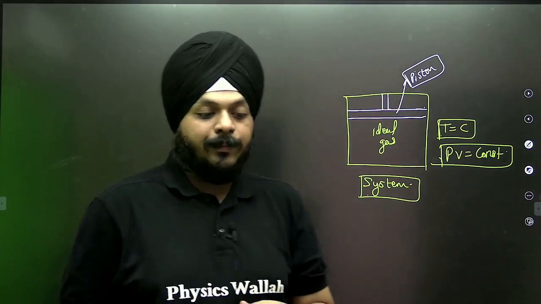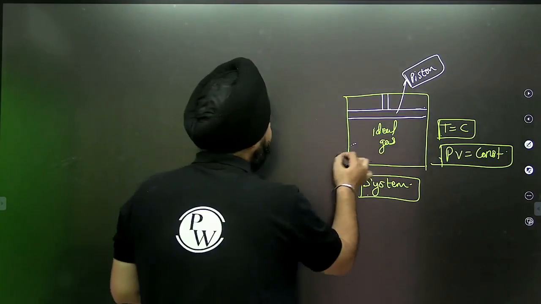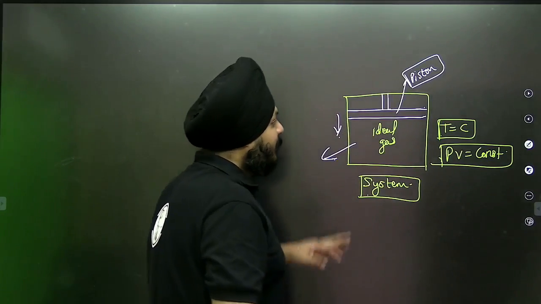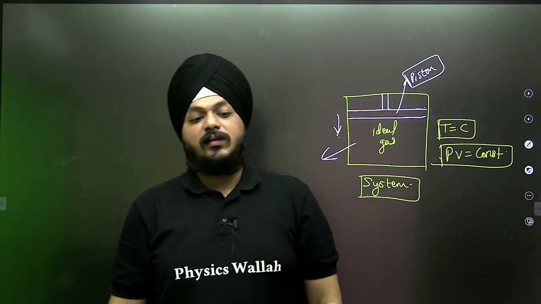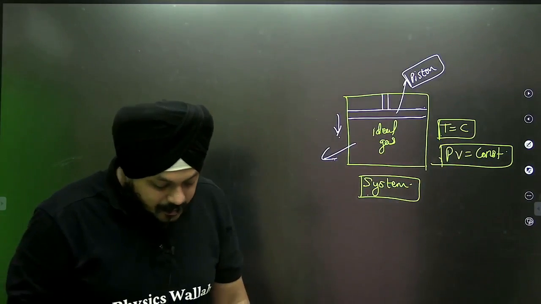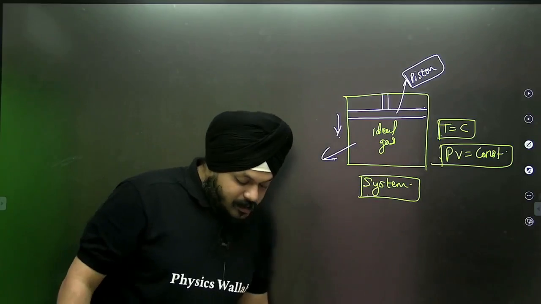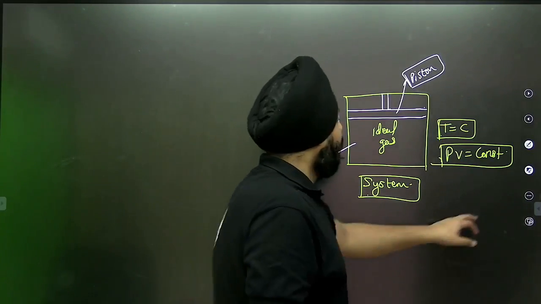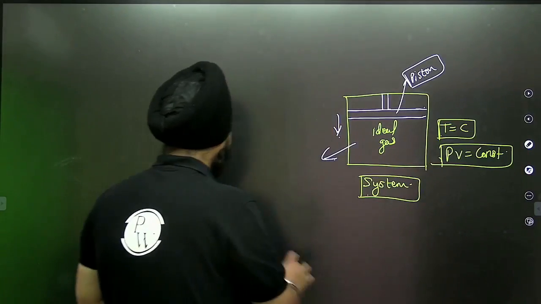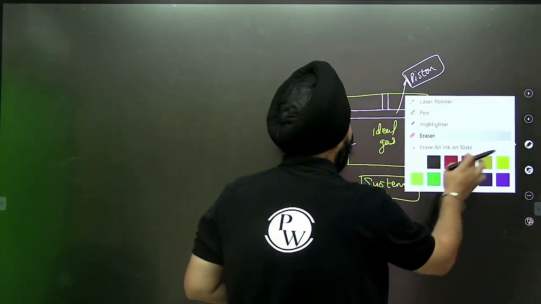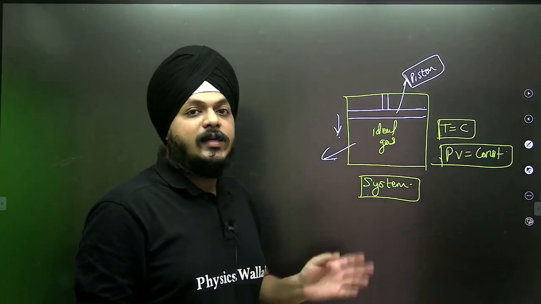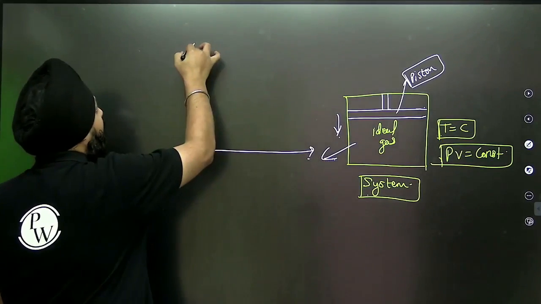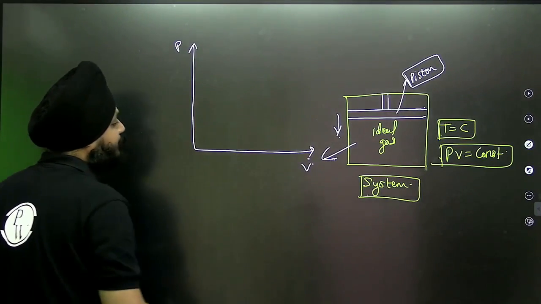So suppose this ideal gas is present inside it and one piston is there, and we are trying to compress it. Suppose this entire thing is going at a constant temperature. We are not doing that much compression, but if the entire thing is going at constant temperature, can we say that the pressure is inversely proportional to volume? Yes, we can. If pressure is increased, volume will decrease, and if volume increases, pressure will decrease. So what will be the right PV graph for that?